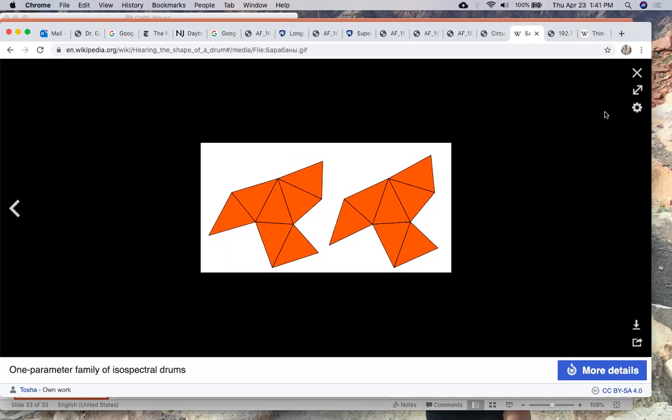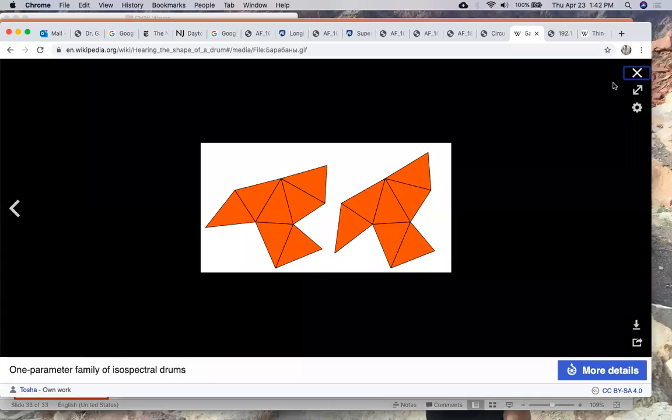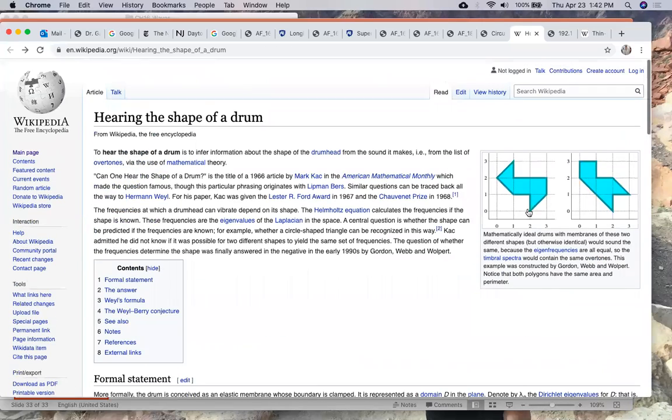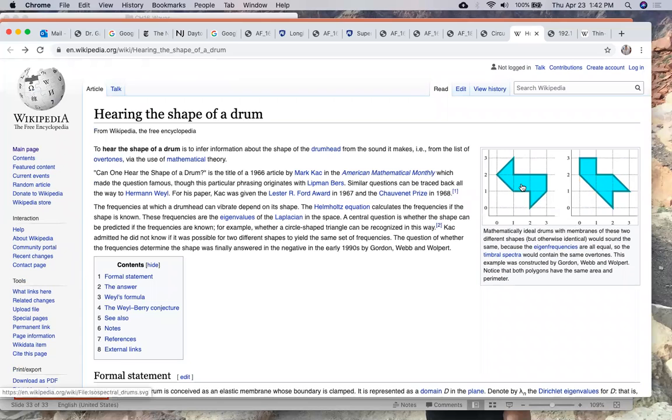I couldn't quite hear you. Okay. Could you? Okay. So within a certain limit, you can certainly tell the difference between this drum head and a circular drum head.